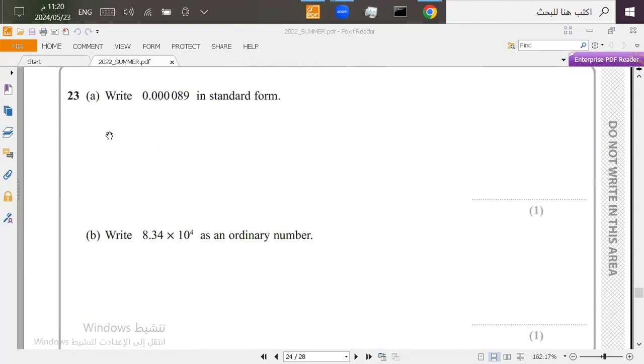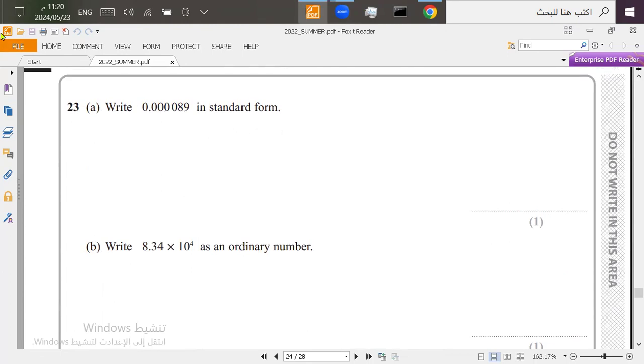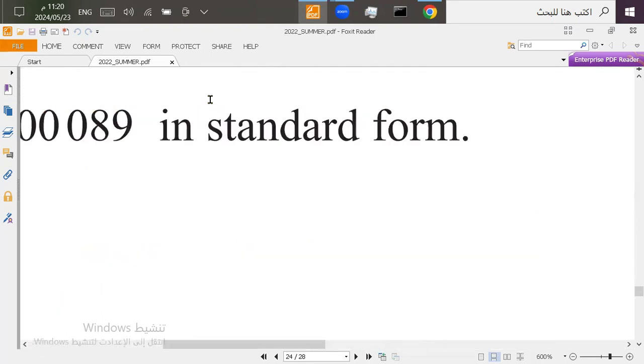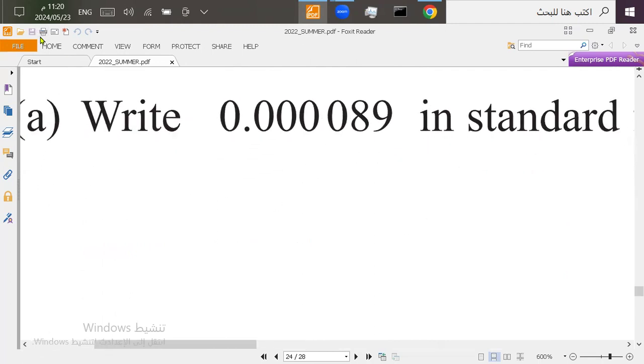Question 23. Write this in standard form. Now, to make this in standard form, let me zoom in. We have to understand the meaning of standard. Standard is a number between 1 and 10 multiplied by a 10 with a power. So I have to move the decimal point here. 1, 2, 3, 4, 5. So I moved it here to make the number between 1 and 10. So the number became 8.9.